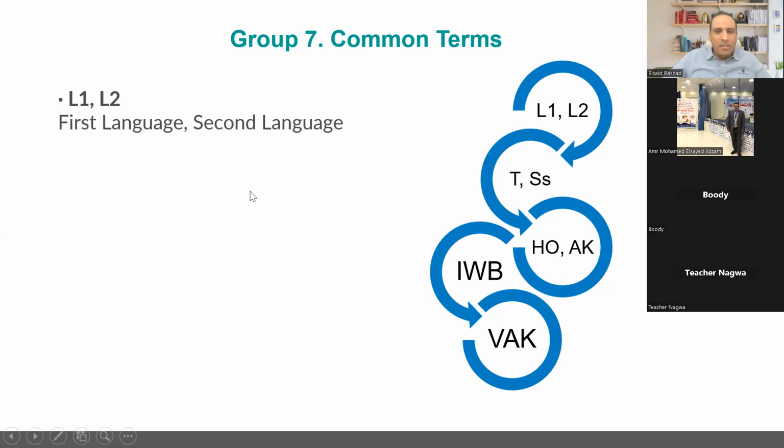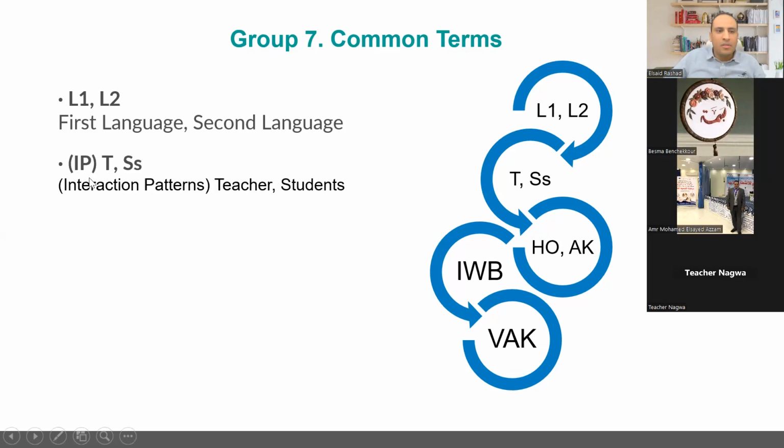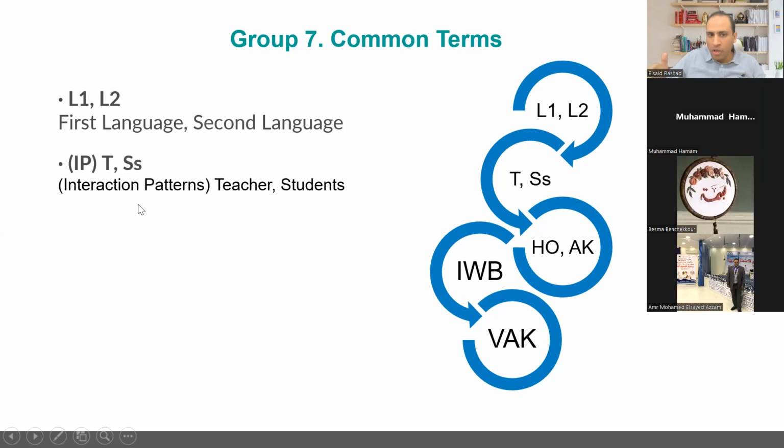All right. So how about T and SS? Teacher and students. These are two of the IP. IP is interaction patterns. We have 3 main interaction patterns: group work, pair work, and individual work. We have one more, which is mingling. We have plenary or whole class when you're talking to everyone in the main section. Teacher to student. Okay, easy.